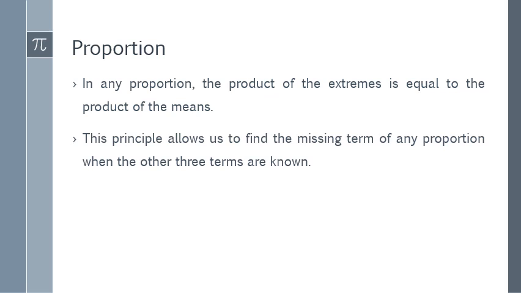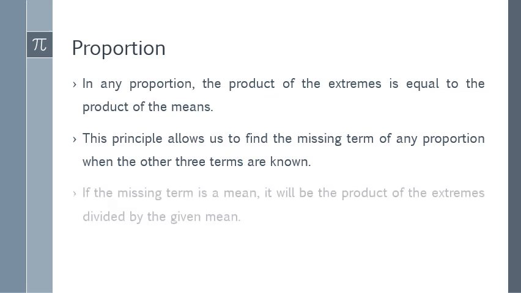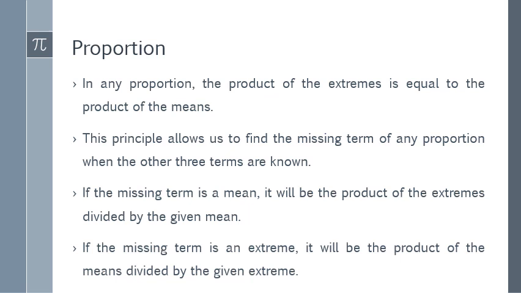Now this principle can help in finding out any missing term if the other three terms are known. If the missing term is a mean, for example B or C, it will be the product of the extremes divided by the given mean. If the missing term is an extreme, it will be the product of means divided by the given extreme. Now this is further elaborated in the next slide.